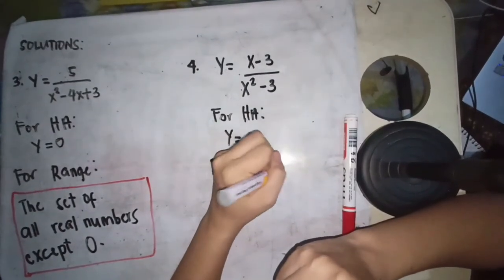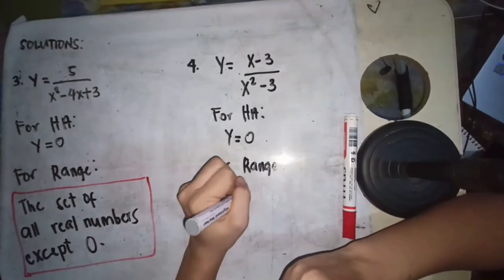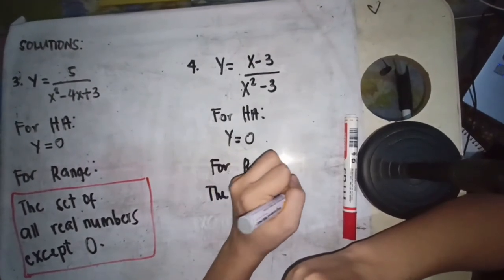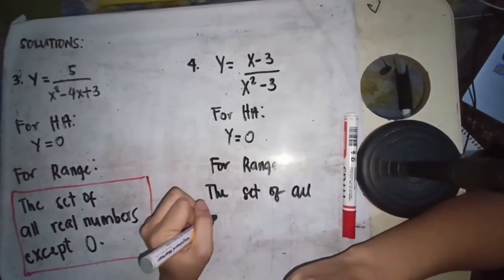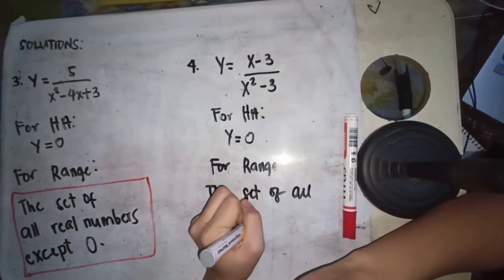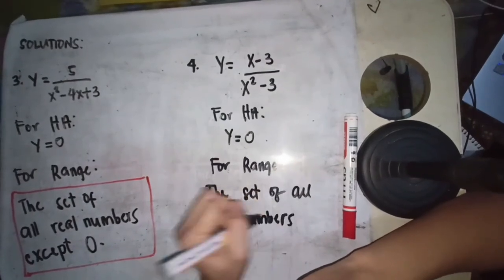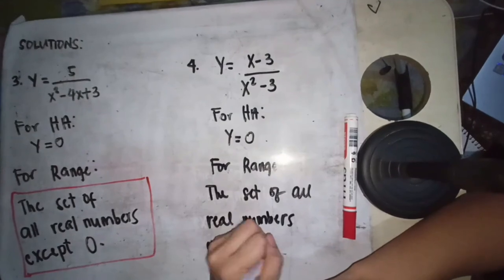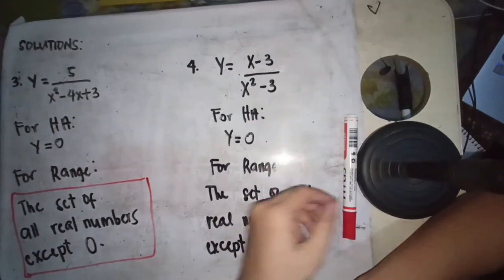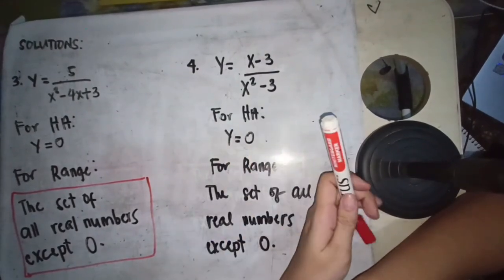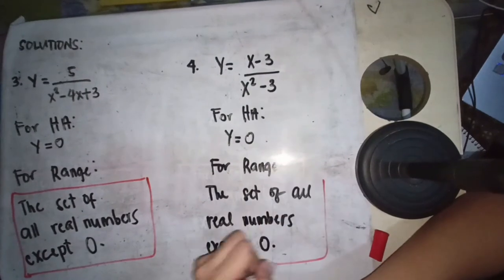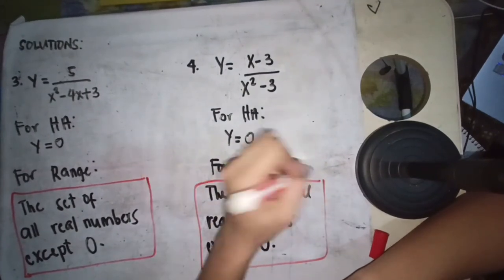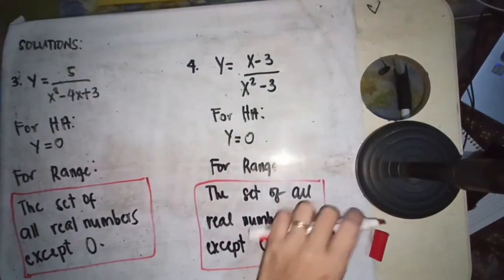So, again, our range is the set of all real numbers except for our horizontal asymptote, which is 0. So the range of the function y equals x minus 3 over x squared minus 3 is the set of all real numbers except 0.